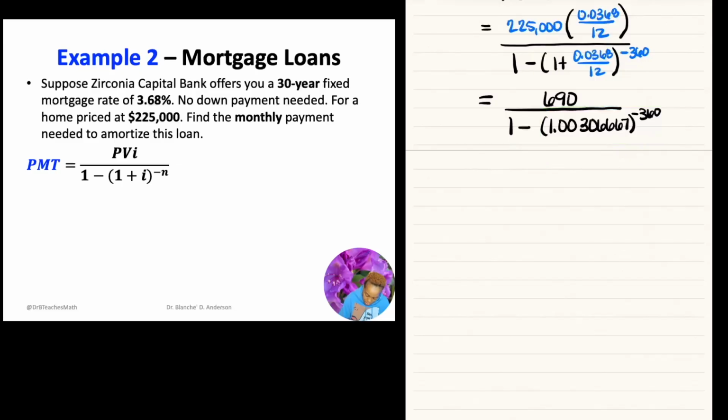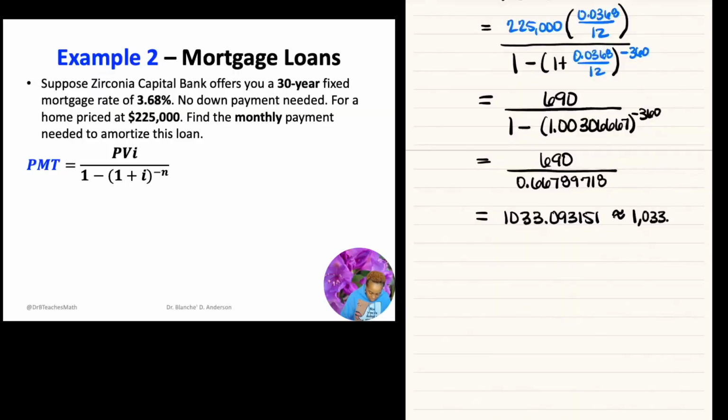When you do that, you still have 690 on the top, and you will end up with 0.66789718. And then when you do this division, you get 1033.093151. And because we're dealing with money, this is $1,033.09. So this is your estimated monthly payment for this 30-year mortgage, which seems reasonable.